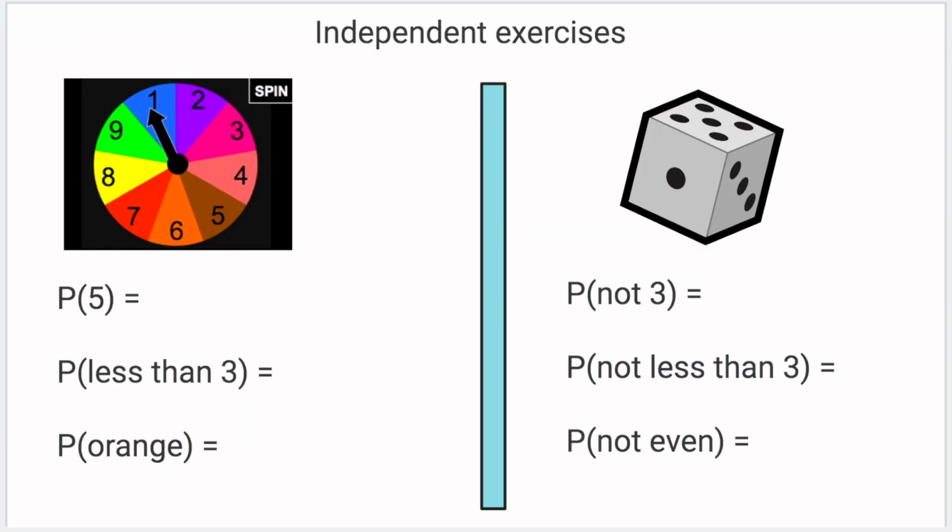So here are some independent exercises for you to try on your own. On the left side here, you have a spinner, and on the right side, you have a die. So check out the probabilities, and the answers are in the description box below.